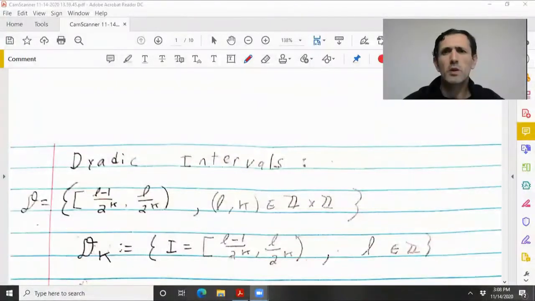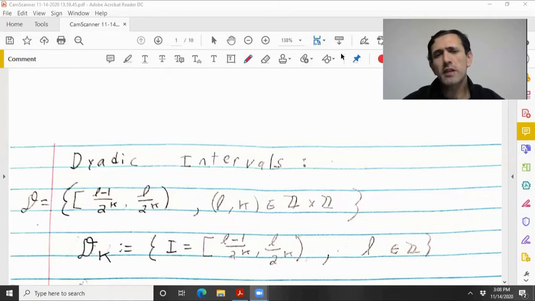Hello, everyone. What I want to talk about now are dyadic intervals, and we're going to use them to describe and talk about the Hardy-Littlewood maximal function and the Lebesgue differentiation theorem, which in turn are going to be used to describe what's called the Calderon-Zygmund decomposition of an L1 function at height lambda. That'll be done in the next video.